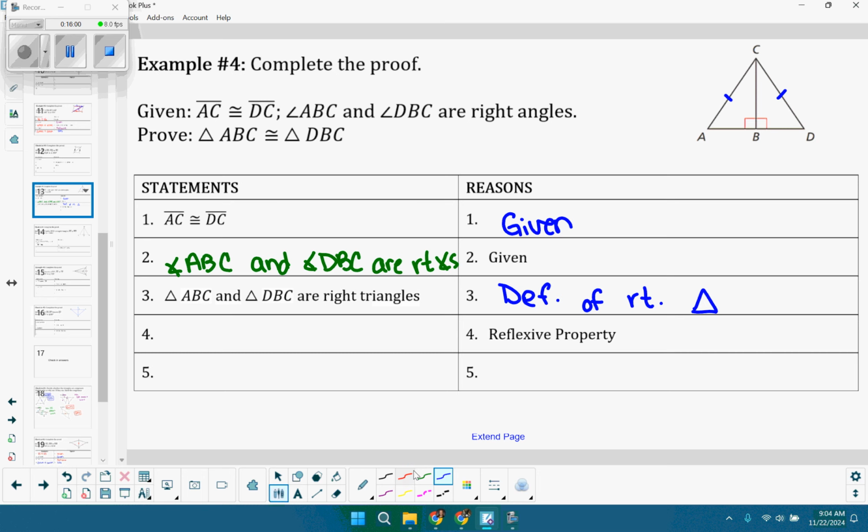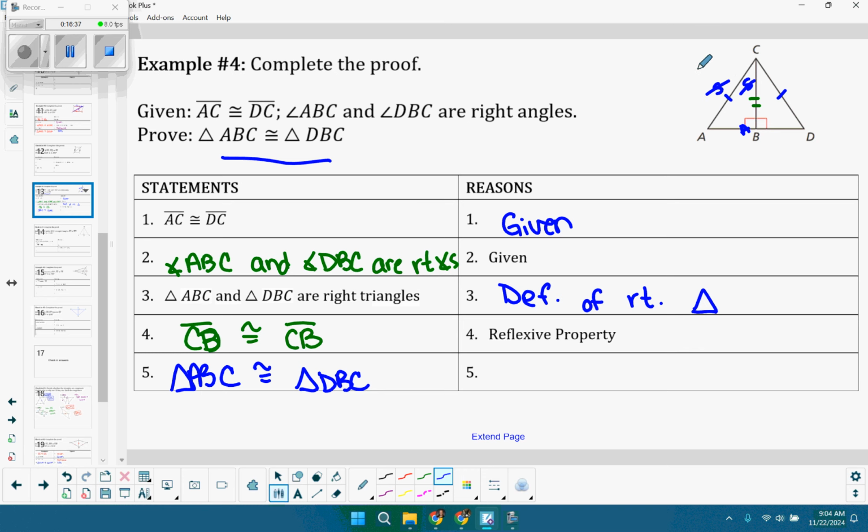The next step says we're going to use the reflexive property. So in this picture, the side that's connected to both triangles is CB. So we can say segment CB is congruent to segment CB by our reflexive property. And the final step is our proof statement. Triangle ABC is congruent to triangle DBC. And normally this would be an S, an S, and an A, but that would look like ASS or SSA, which we know is not allowed. But because we called them right triangles, I can instead use the other labels of H and L.